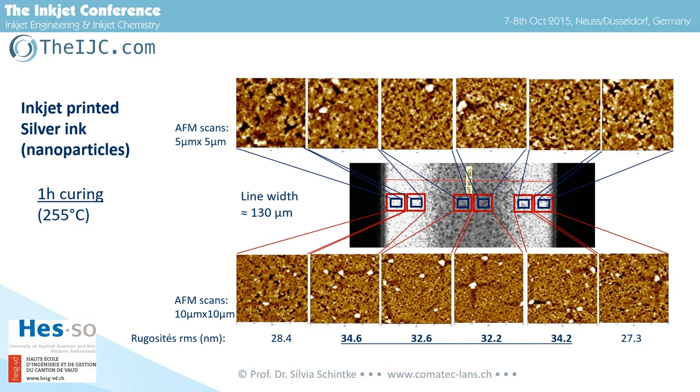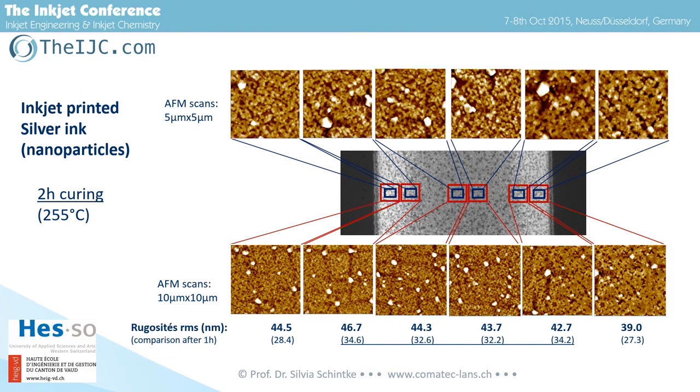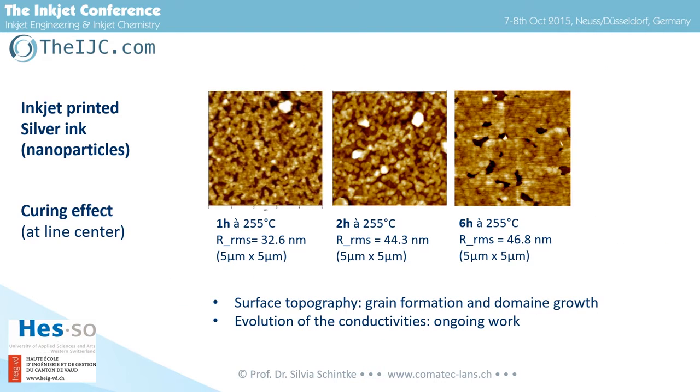When we heat further, the situation changes a bit. Roughness overall increases, but we see that it becomes more homogeneous on the full line structure, and we get a broader line with roughness values, and the particles also become a bit bigger. And then we can also look after 6 hours, for example, of curing, to see how the structures really evolve with time. We are now currently working to correlate these structures with conductivity measurements, which we do on these printed lines.